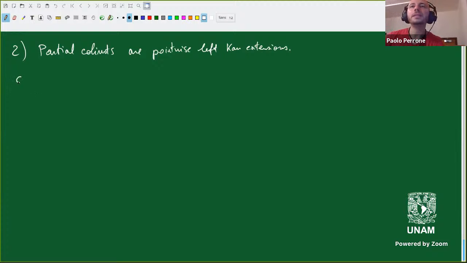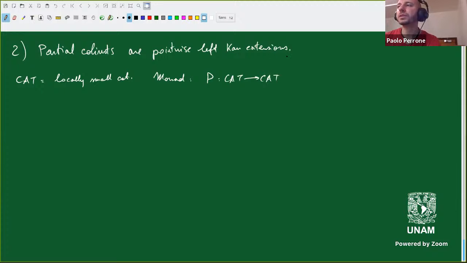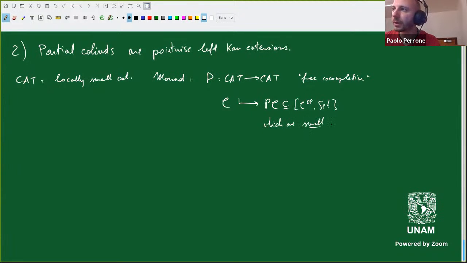Okay. Say Cat, the category of locally small categories, possibly large. There is a monad P from Cat to Cat, which is called sometimes a small free co-completion or free co-completion, which takes the category and gives the full subcategory of the category of presheaves, which are small colimits of representables. So you probably know that the unit embedding is something like a free co-completion, but you can't get a monad out of that because of size issues.